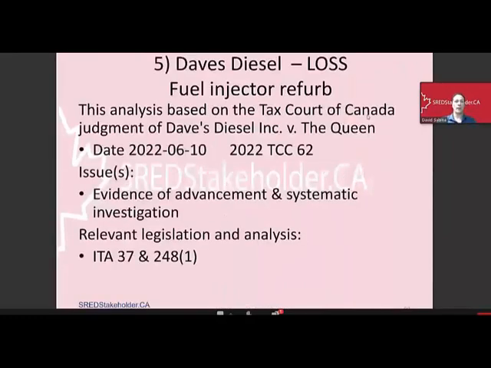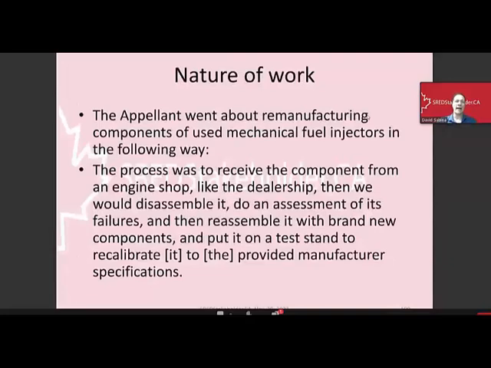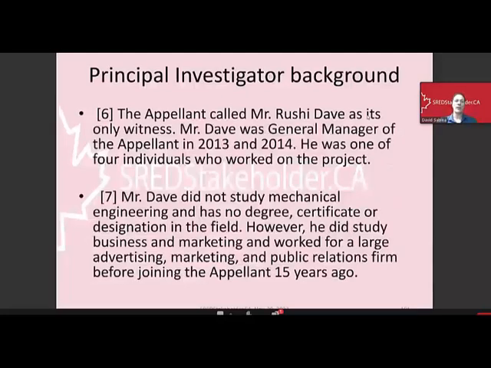I'll just hit through the last two very, very quickly, Earl, and we'll wrap it up. Dave's Diesel was basically another one where the company was a fuel injector shop. Again, the appellant really didn't have a background in engineering or science, but what they did is they would refurbish or remake certain kinds of components for injectors.